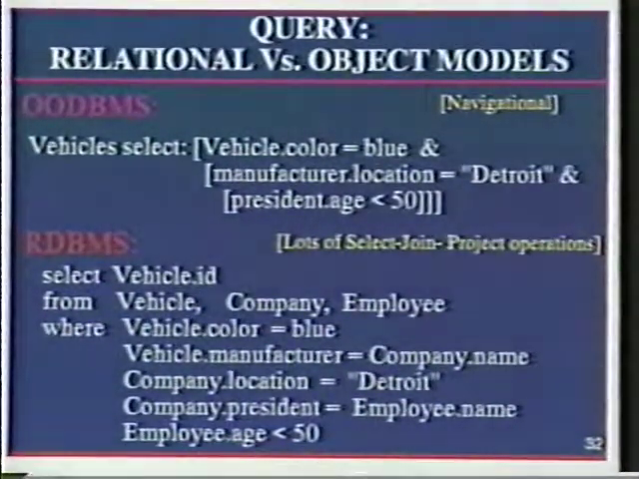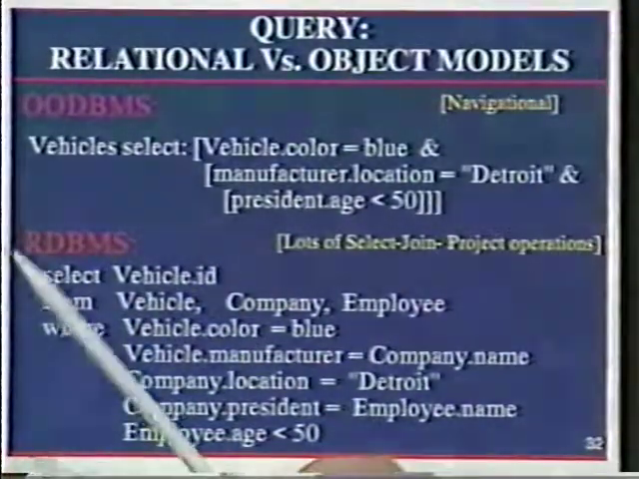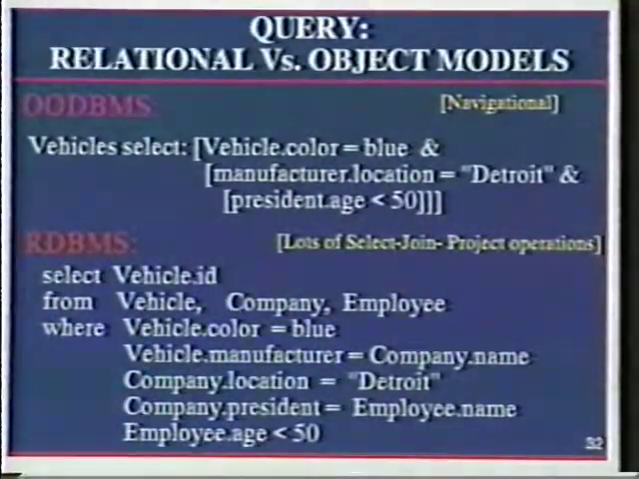So you want to get hold of all the vehicles whose color is blue and whose manufacturer is located in Detroit and whose president's age is less than 50. The way you do that in an object-oriented model is the following. All the object-oriented programming languages do not offer the query support. Object-oriented databases augment object-oriented languages with the database support.